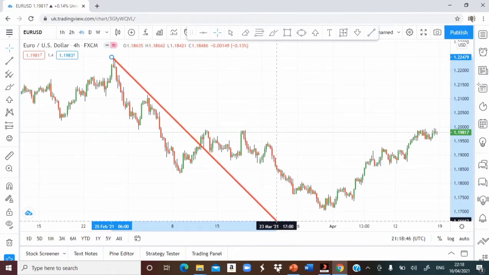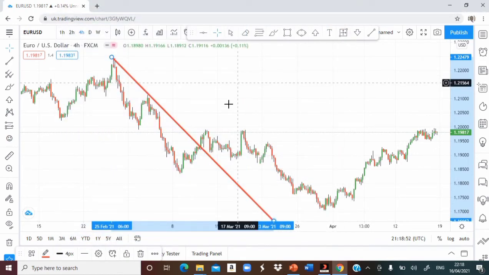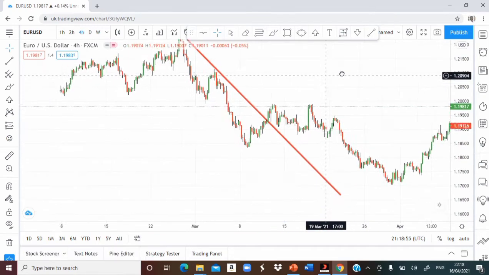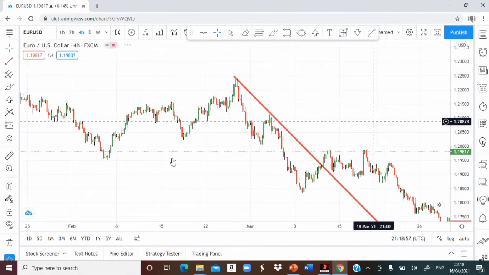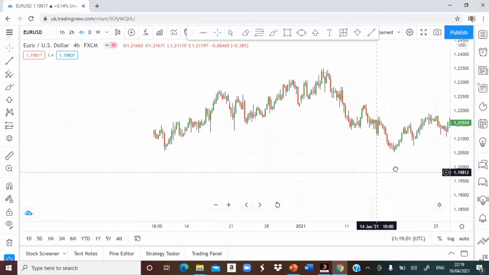This one has broken the trend line. It means that the trend was not really strong. It has broken the trend line. Let's look for another example of a trending market.